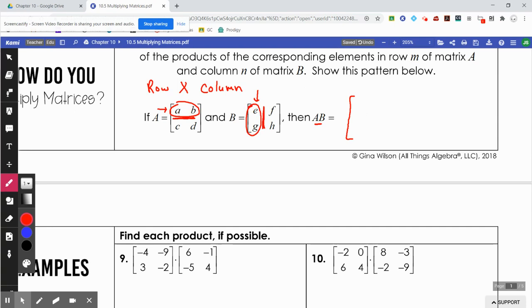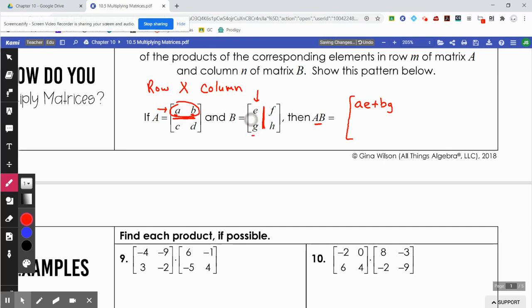You pair up the elements. Pair up A with E and B with G. First element with first element, second with second. You're going to multiply and add. You're going to multiply A times E. You're going to multiply B times G, and you're going to add the two together. And that's going to give you your answer in the first row, first column.